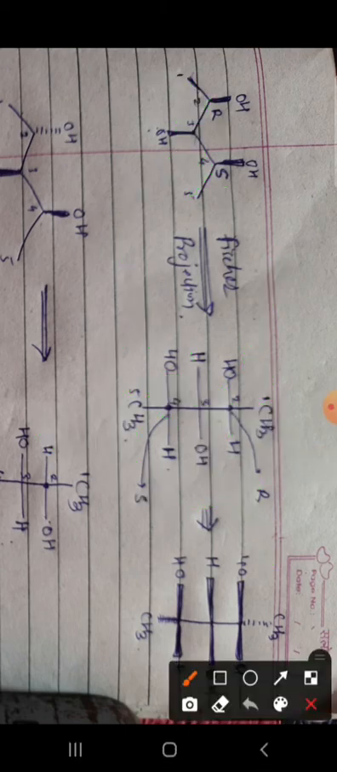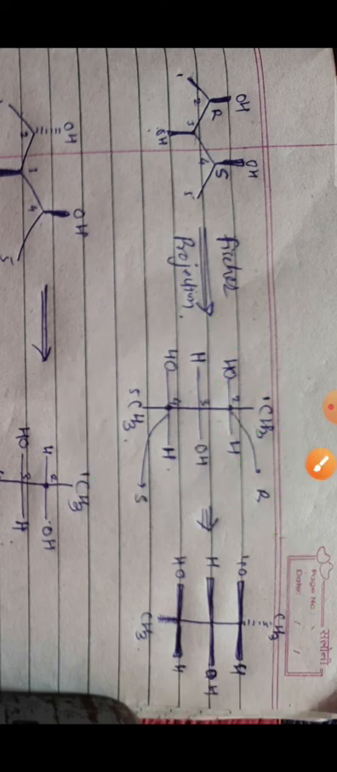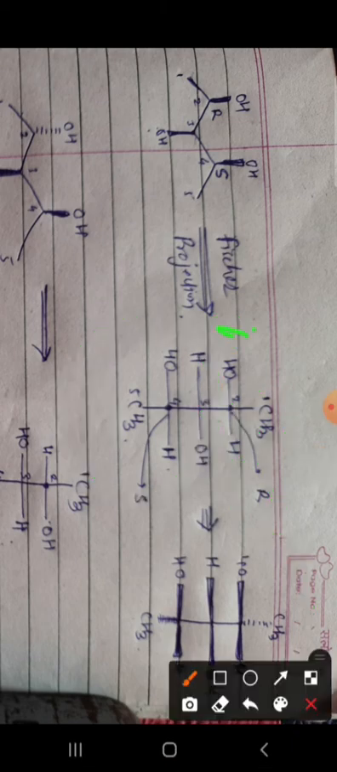Okay, first priority to this group, second priority to this whole group. For this asymmetric carbon, these 4 are different groups: OH group, CH3 group, H group, and this whole group is different. That's why it's called an asymmetric carbon. And for that asymmetric carbon, we now give priorities. First priority to the OH group, second priority to this group, this bigger group, third priority to this CH3, and fourth priority to this H group.